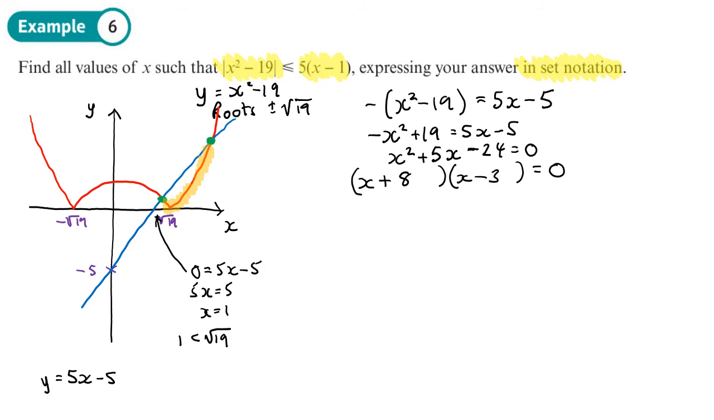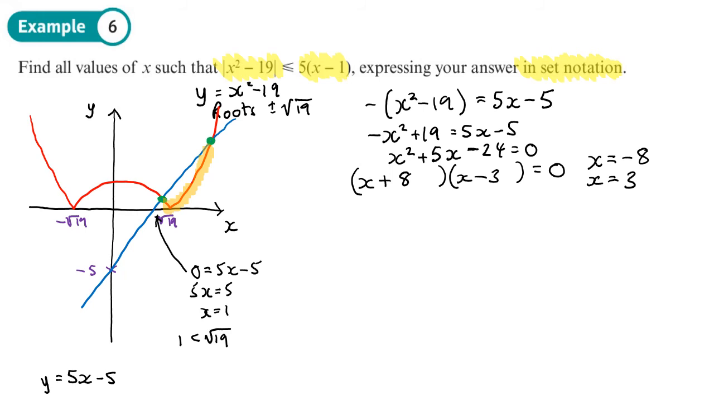So this means that where it crosses the modulus graph, now I get two values. I get x equals -8 and I get x equals 3.